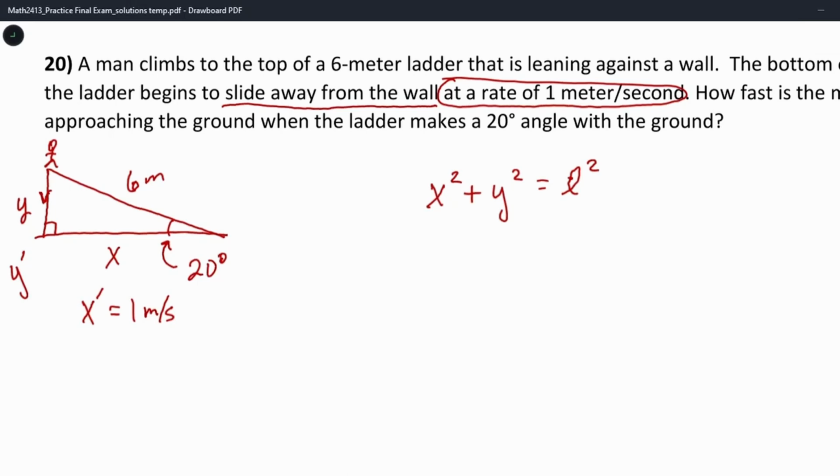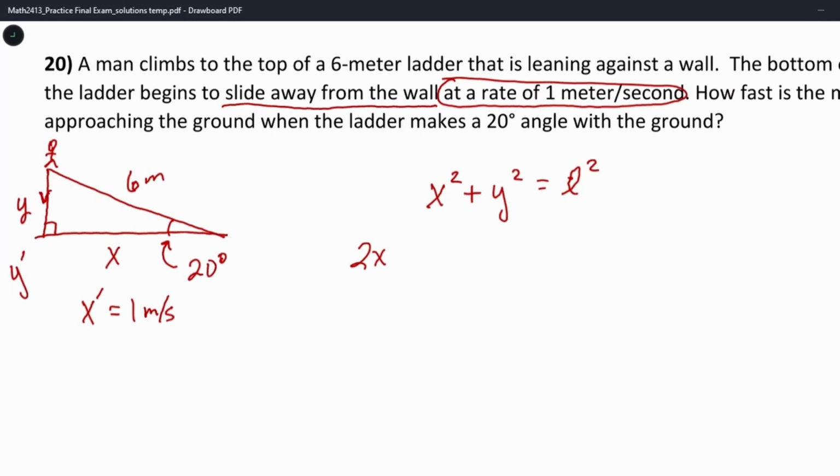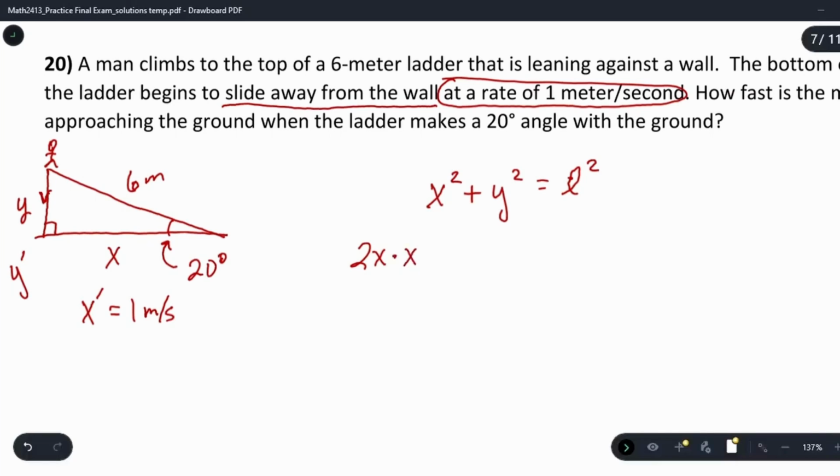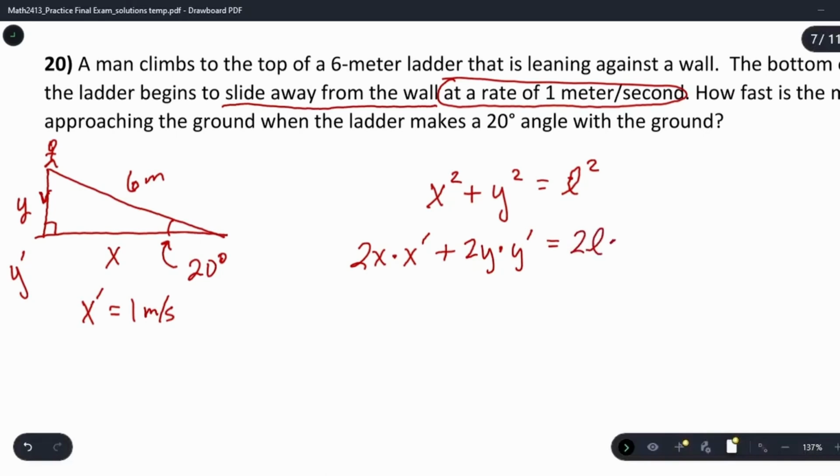And then I'm going to differentiate that equation. So we have the derivative of x squared, which is 2x, times the rate of change of the x, plus the derivative of y squared times the rate of change of the y, and the derivative of L squared multiplied by the rate of change of L.